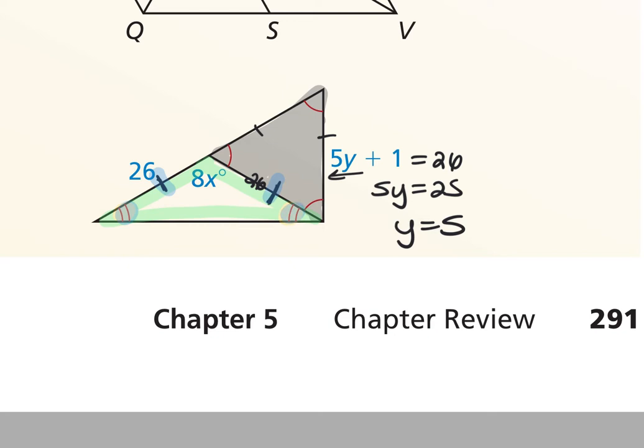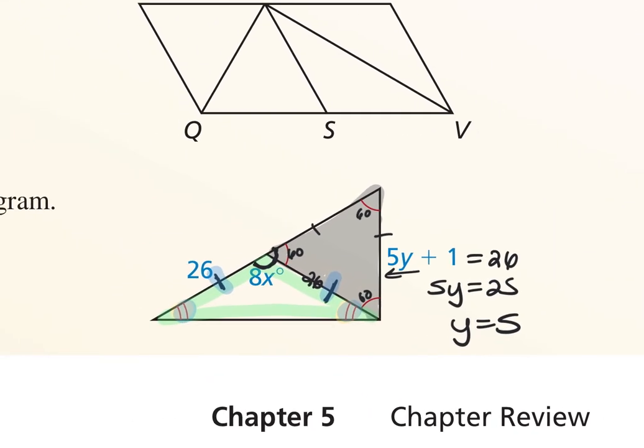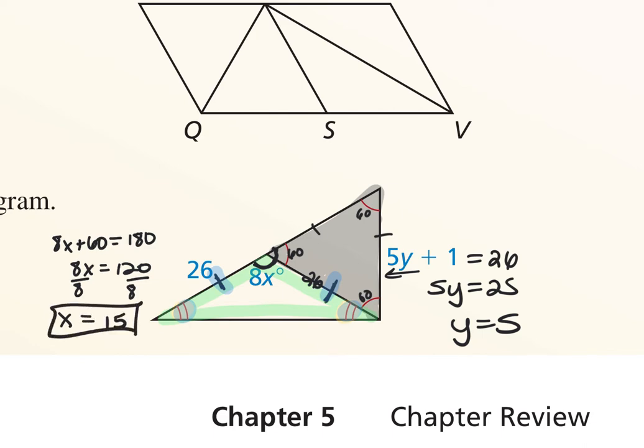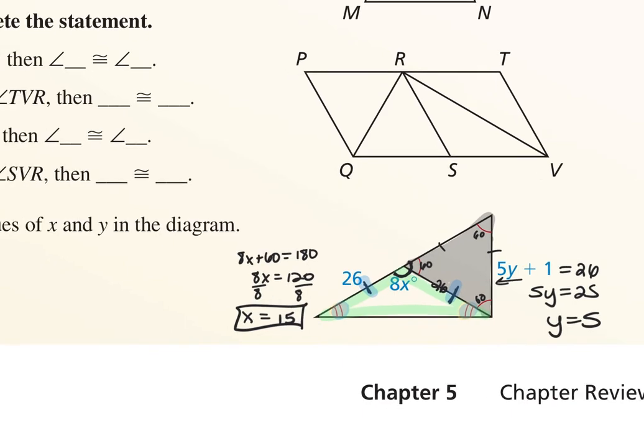And then what's true about an equiangular triangle's angles? 60. This is 60. This is 60. This is 60. The angle here, 8x and 60, are a linear pair. So 8x plus 60 have to add up to 180. 8x would be 120. Divide by 8. Did it ask for just x and y? Yeah, x and y.